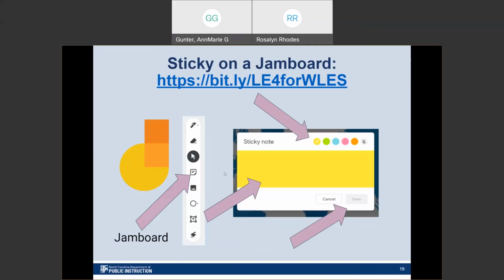So once you get your sticky note posted, you can also move it around a little bit if you need to. Maybe put it in the right spot with the other subcriteria that it goes with. But that's how you do the sticky.